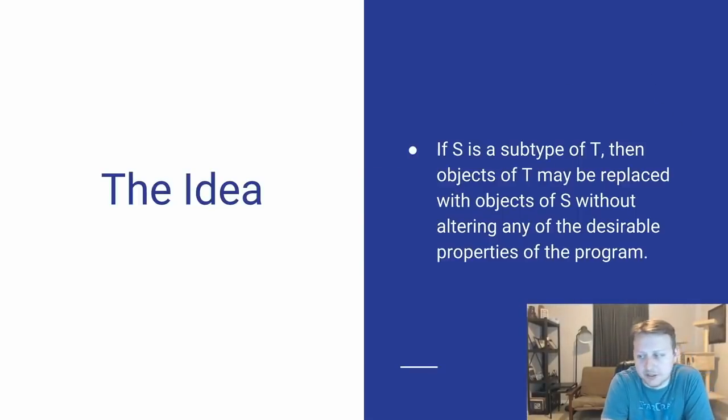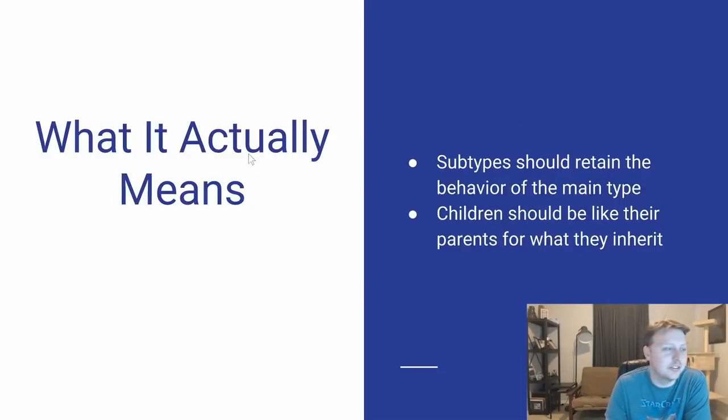The idea from that stance is: if S is a subtype of T, then objects of T may be replaced with objects of S without altering any of the desirable properties of the program. So this reminds me of college quite a bit, and it's a little bit confusing, right? Even for people who write software professionally, there's probably a better way of explaining the concept. So what does this actually mean?